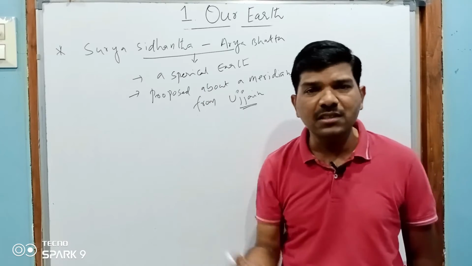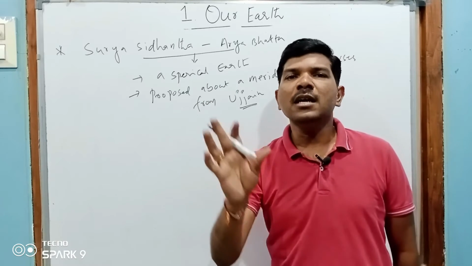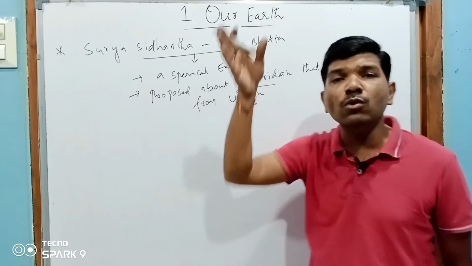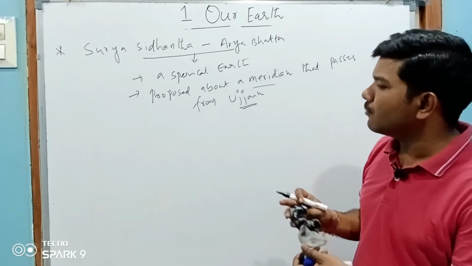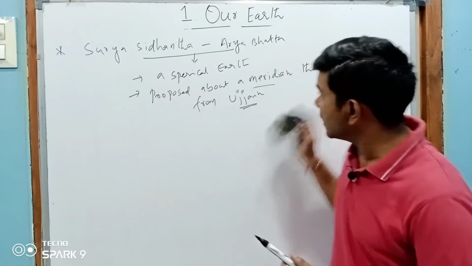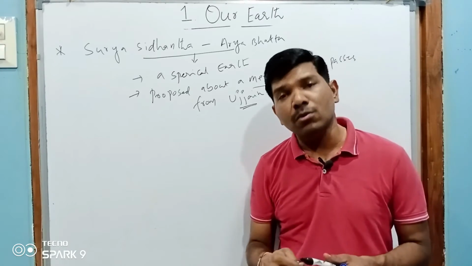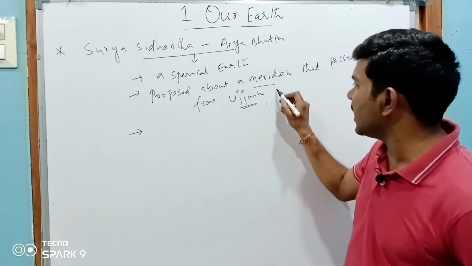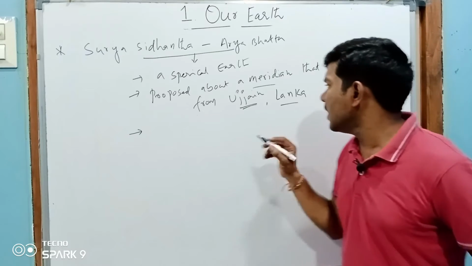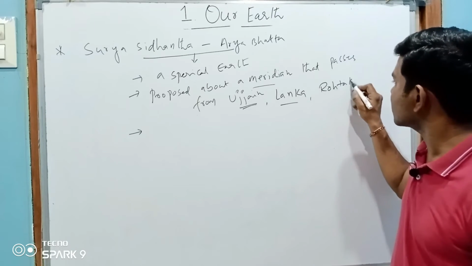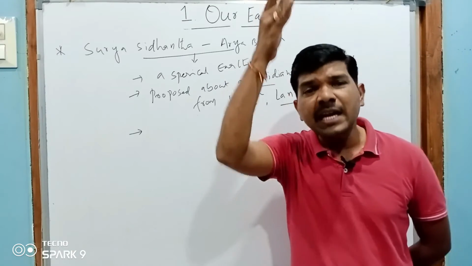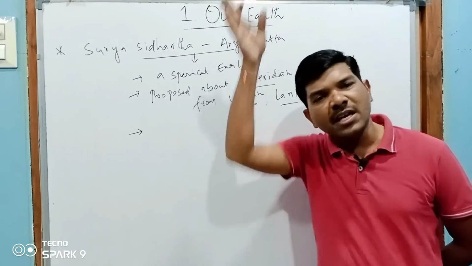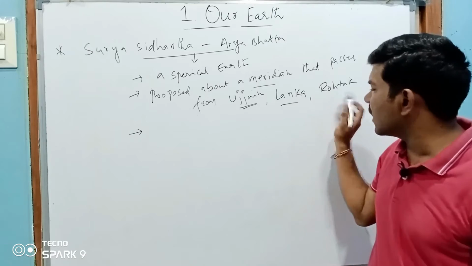Aryabhatta's book Surya Siddhanta mentioned that the earth is spherical, and it also proposed a meridian. It was explained very clearly that a meridian passes through Ujjain. Aryabhatta also said that the meridian passes from Ujjain, Lanka, meaning Sri Lanka, and Rohtak. He mentioned that the meridian passes from Ujjain, Sri Lanka, and Rohtak.